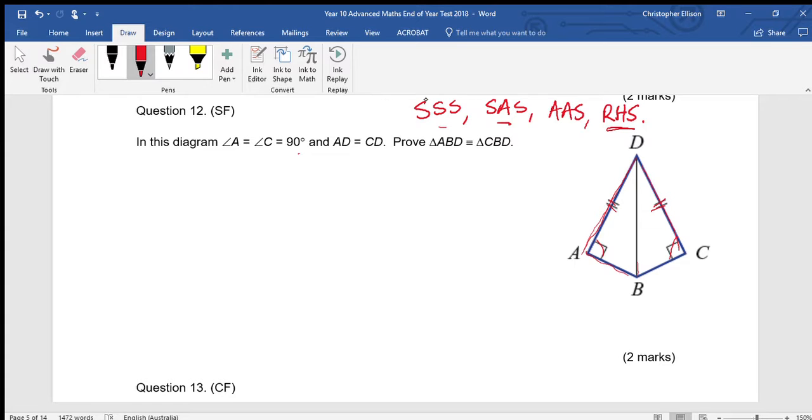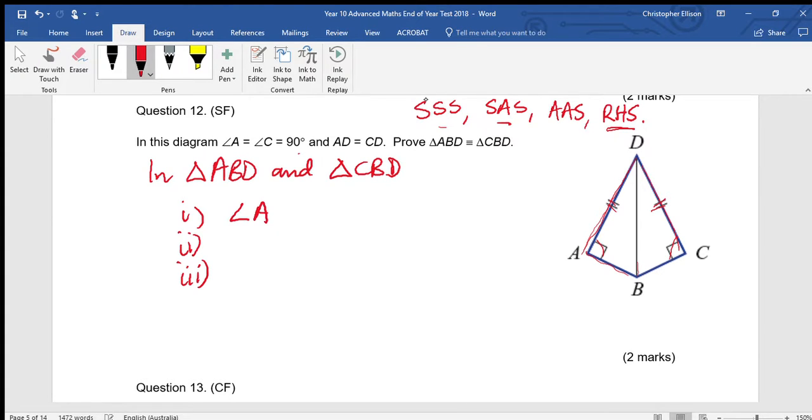So the way a proof is usually set up, we say in triangle ABD and triangle CBD, we should say three things. Those three things should match up with these initials that we're using. So the first thing that we can say is that angle A is equal to angle C. We've been given that. And so we write given angle. And in this case, it's a right angle.